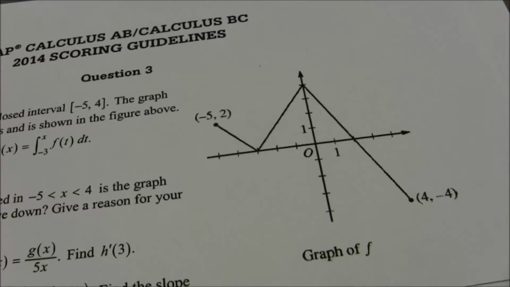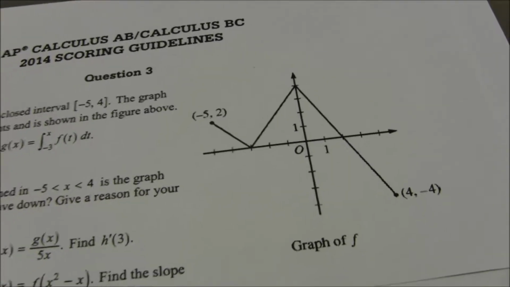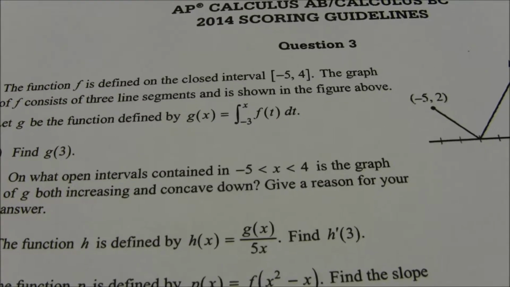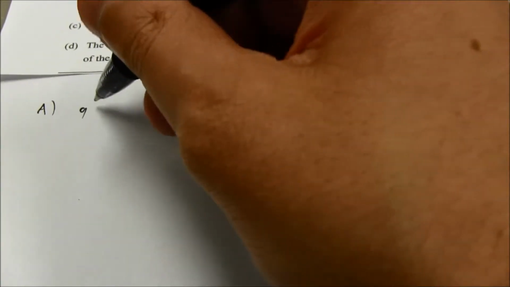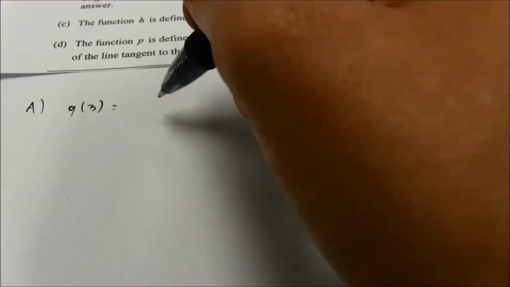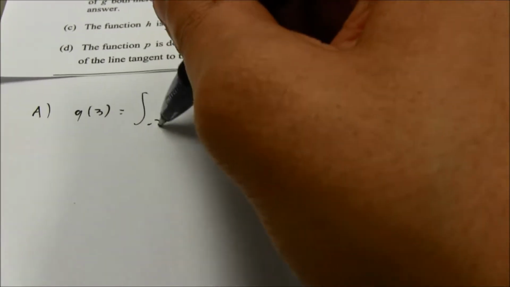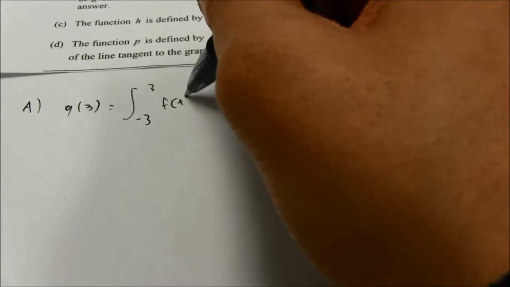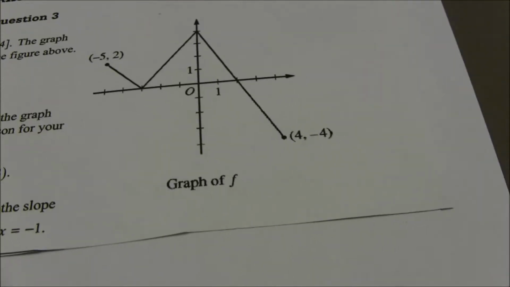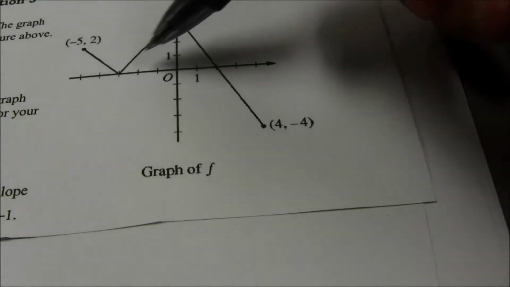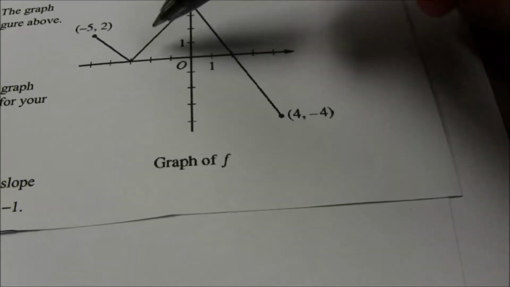So remember, g is essentially the integral of this graph, specifically the integral from -3 to x of that graph. So let's see what we've got there. All right, so part A, I'm going to try to find g of 3. So that's the integral from -3 to 3 of f of t dt. Should just be an area under a curve. So we're looking for the area from -3 over to 3.